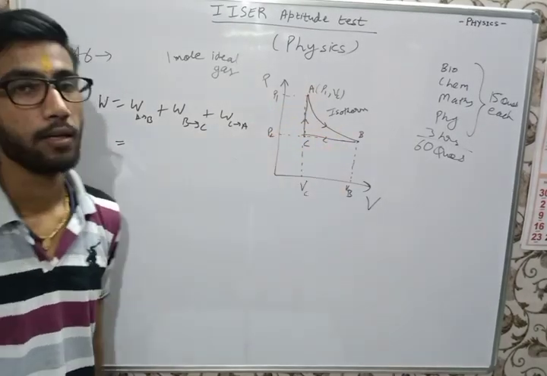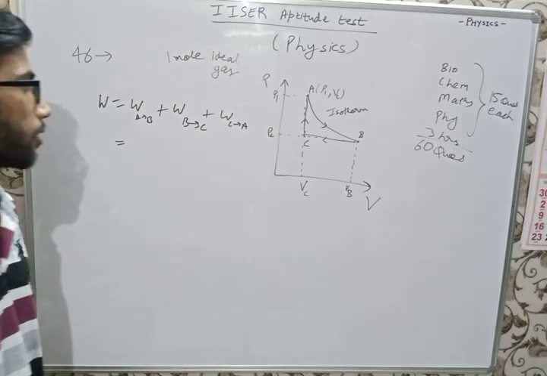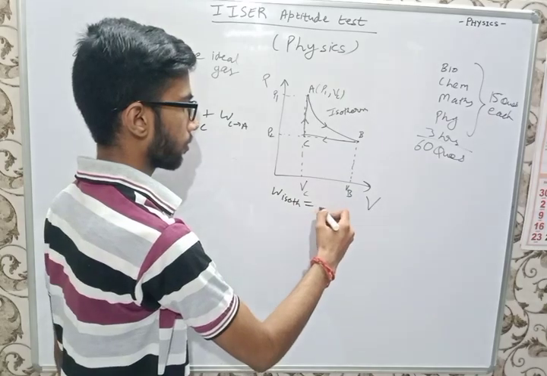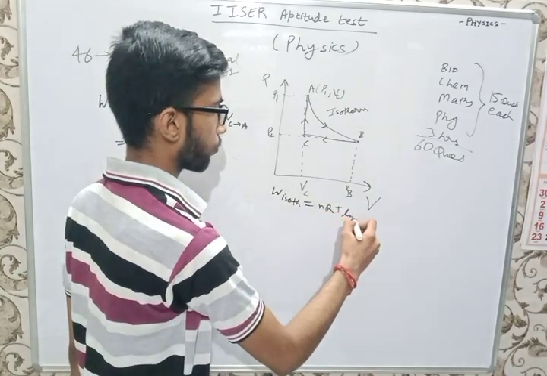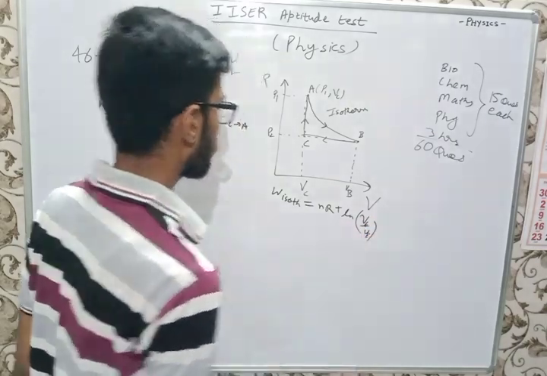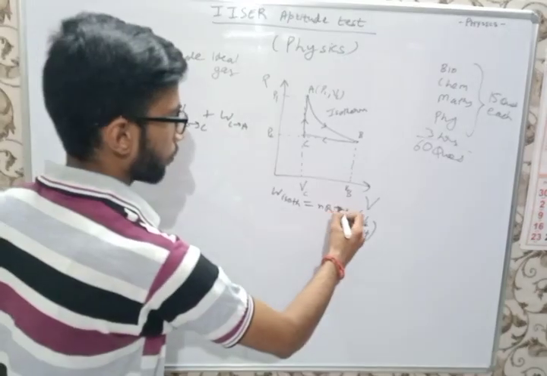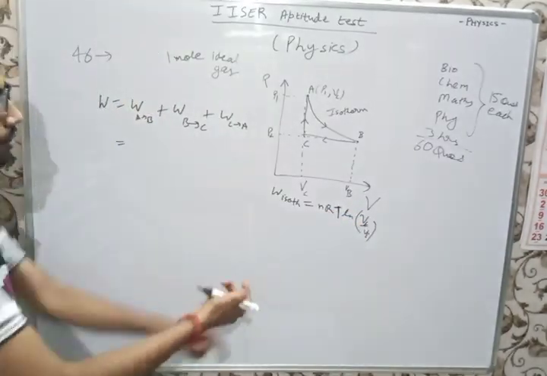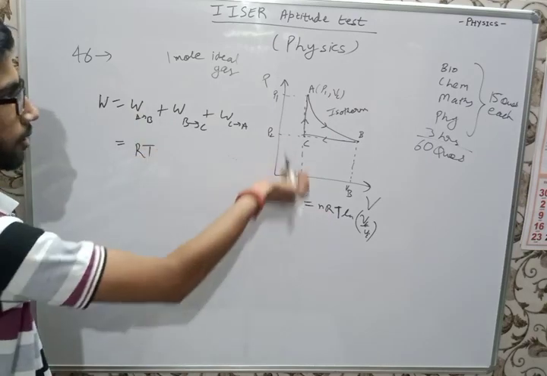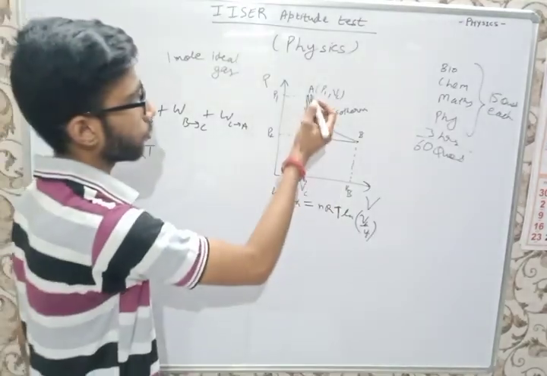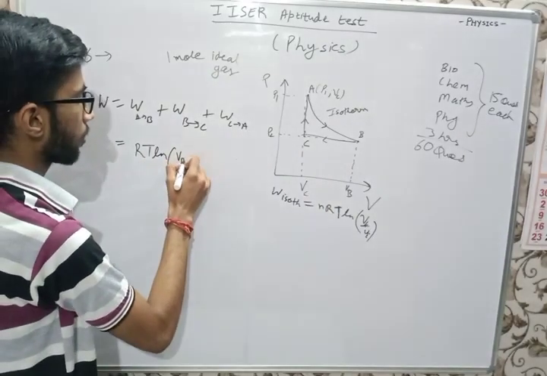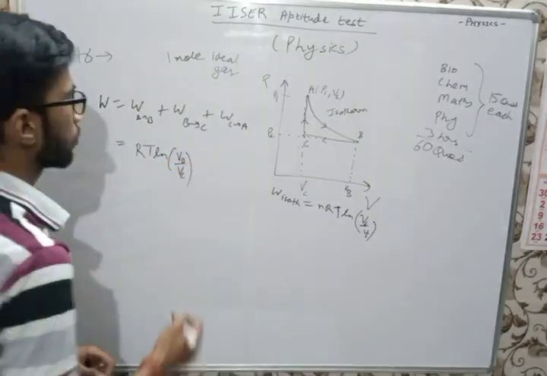A to B is an isotherm. In isothermal process, the work done is given by W isotherm equal to nRT ln of V final over V initial. This is the work done in isothermal process. So just put this value. You have 1 mole, so n is 1. RT, some temperature T. Initial volume was Vc, final volume is Vb. So it is ln of Vb over Vc.